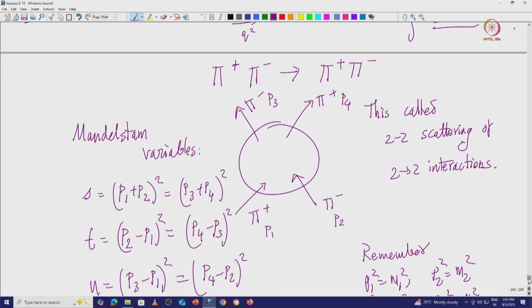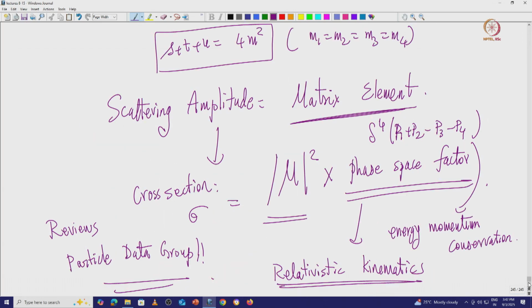And now what we are going to do is write all possible exchanges and then compute something called the matrix element for each of these, and then compute the total cross section by multiplying the phase space factor. The phase space factor is the main thing which takes care of energy momentum conservation.